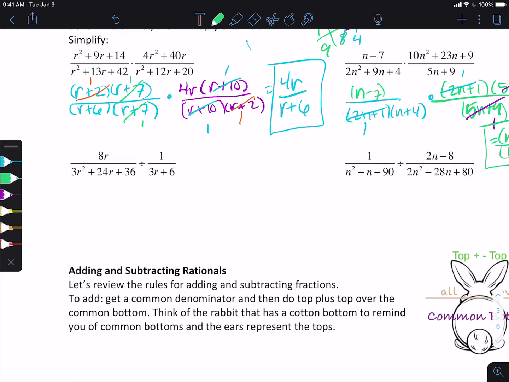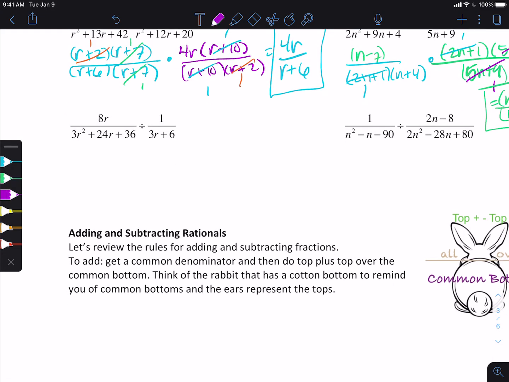Okay, if we look at dividing, remember that we do keep, flip, change. So we keep this one, we flip this one, and then we change the sign. So when I flip this one, I'm going to cross that off to be 3r plus 6 and this to be 1, so that it's flipped. So I kept this one, I flipped this one, wrote that here, I changed the sign to multiply. So now we do the multiply song.